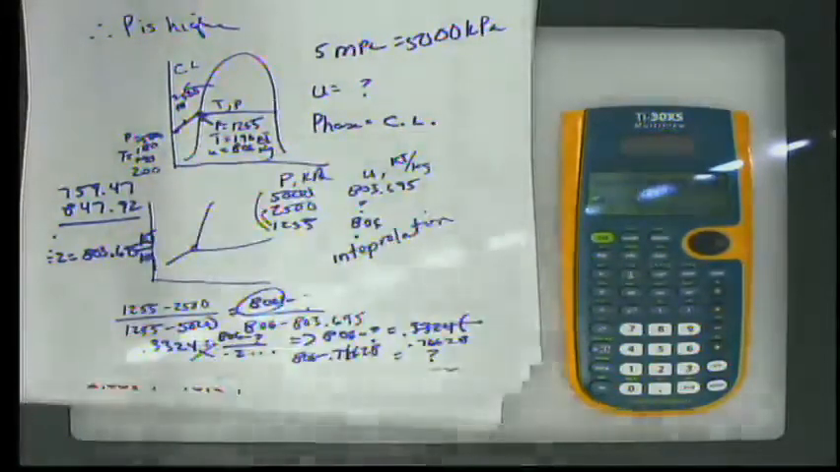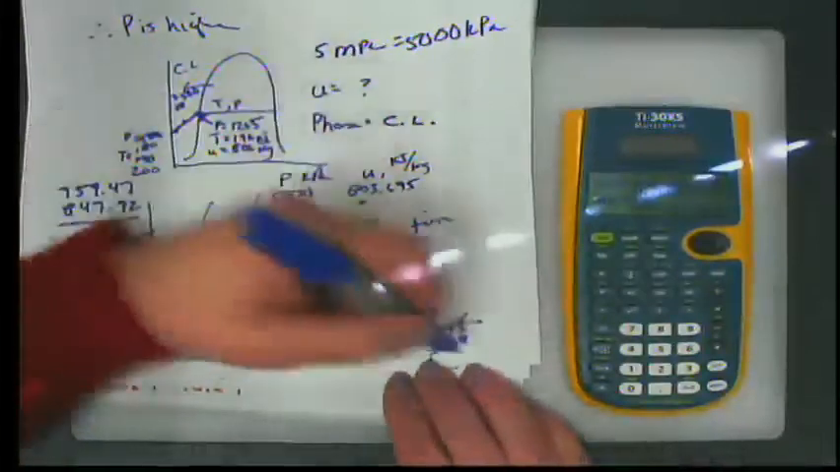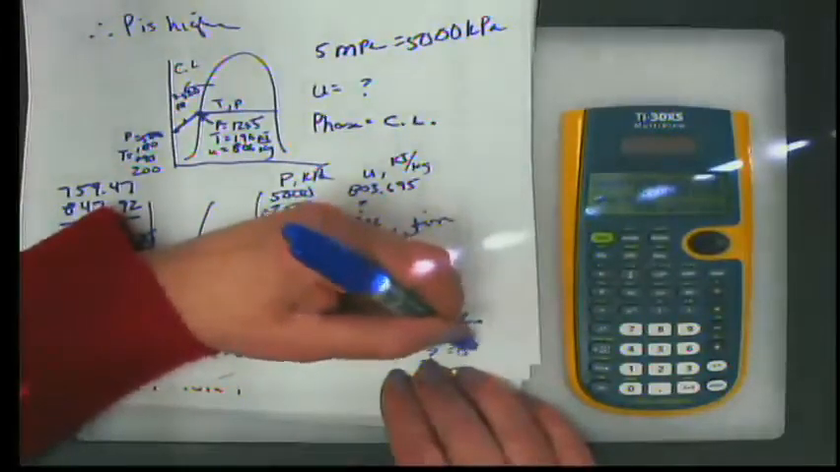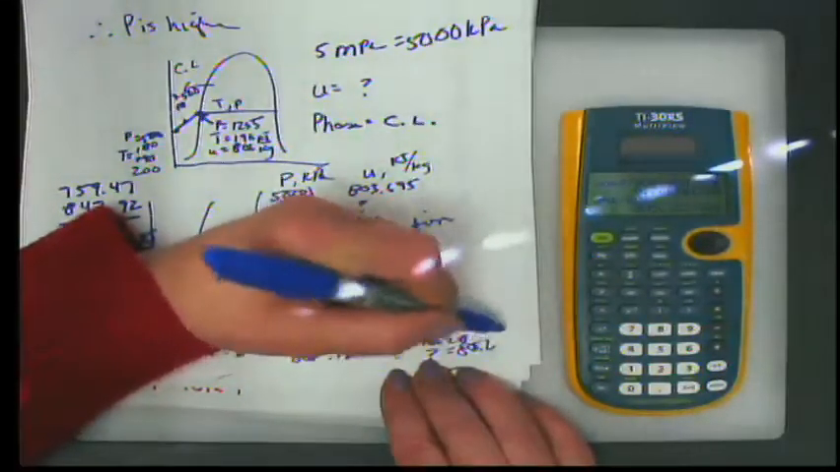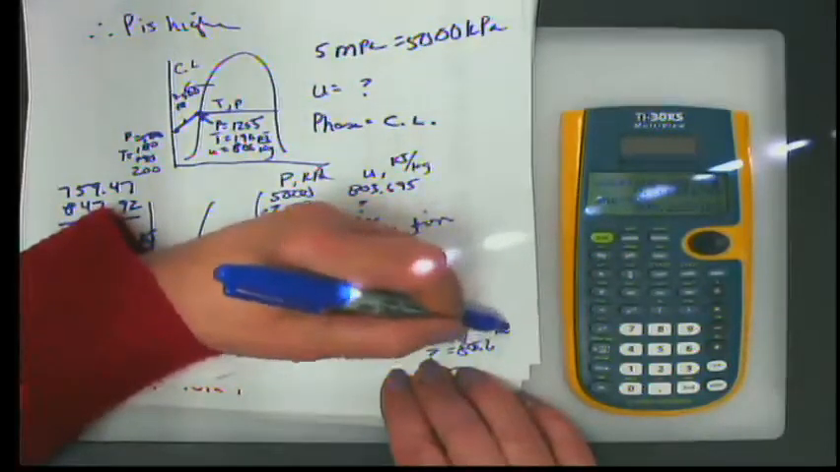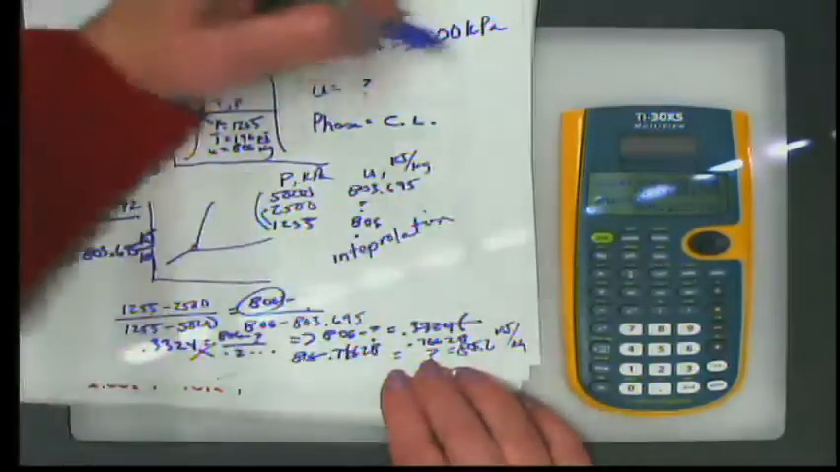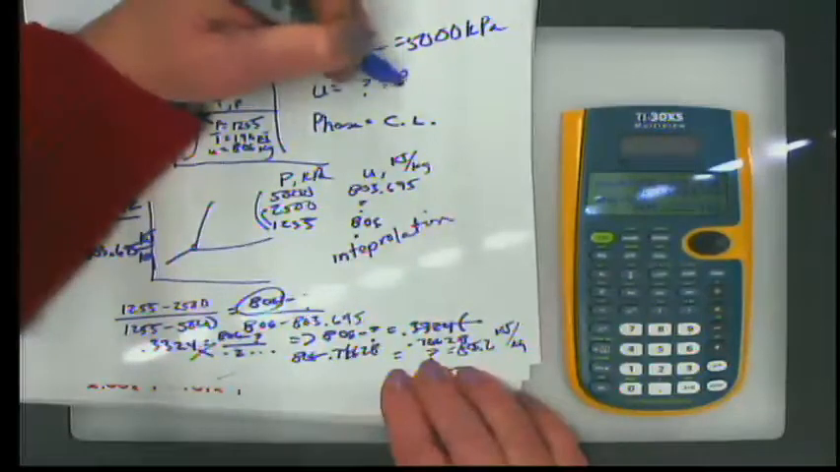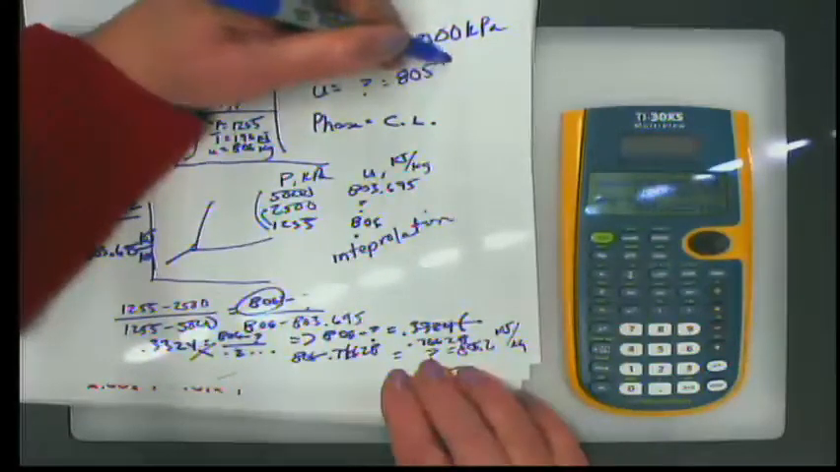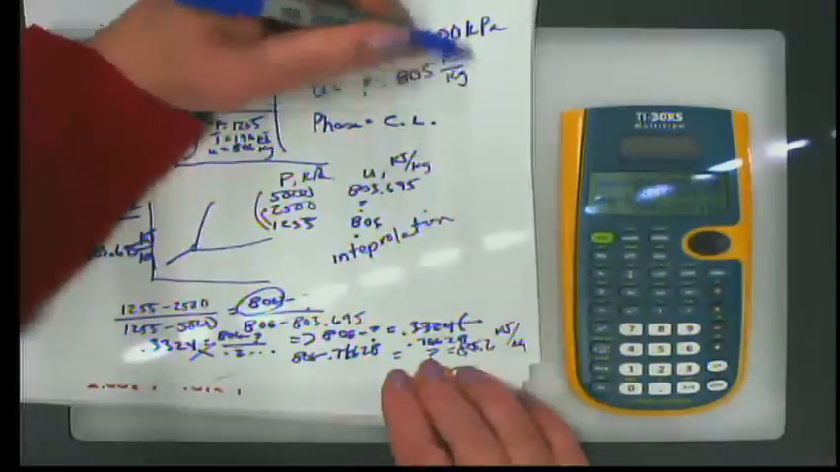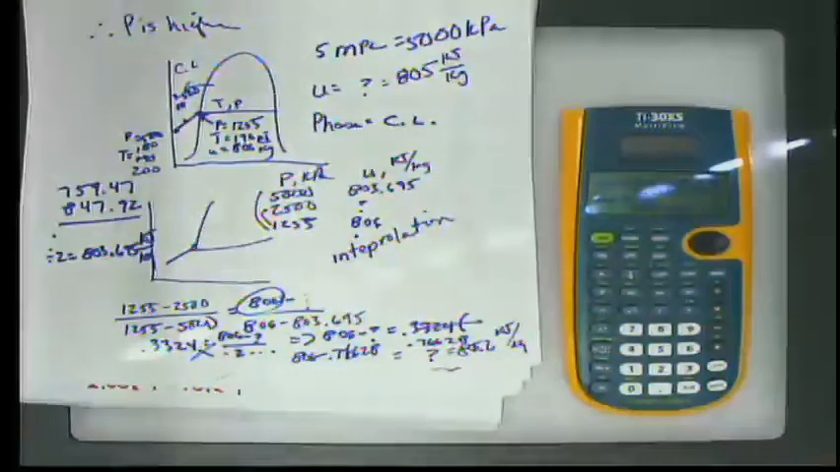Okay. So anyway, that number, my question mark, turns out to be 805.23, and that's in kilojoules per kilogram. So equals 805 kilojoules per kilogram. Okay. So on the midterm, you want us to interpolate?